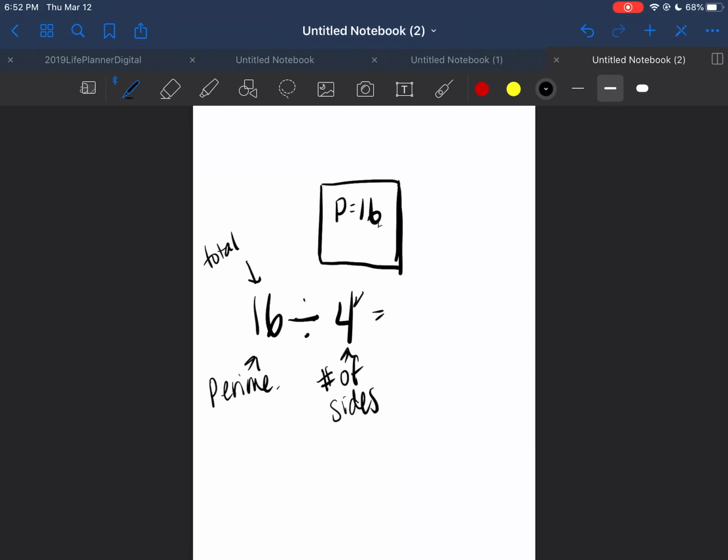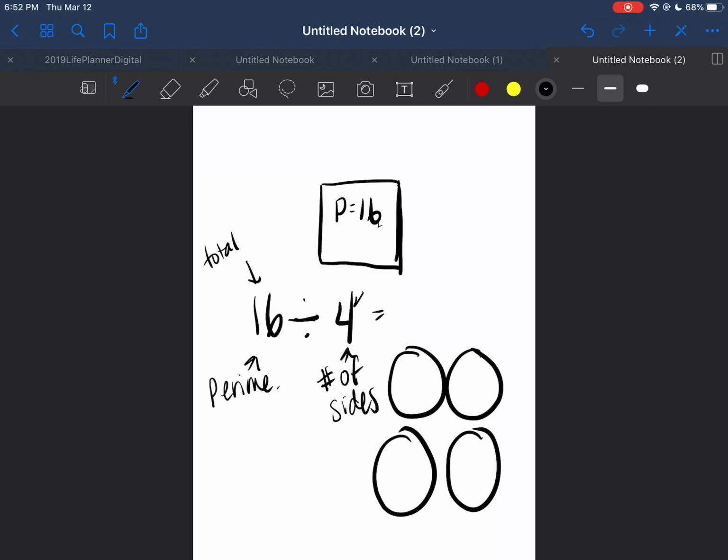4 is my groups, or number of sides. So I'm going to draw 4 groups: 1, 2, 3, 4. And I'm going to share 16. Here we go. 1, 2, 3, 4, 5, 6, 7, 8, 9, 10, 11, 12, 13, 14, 15, 16.